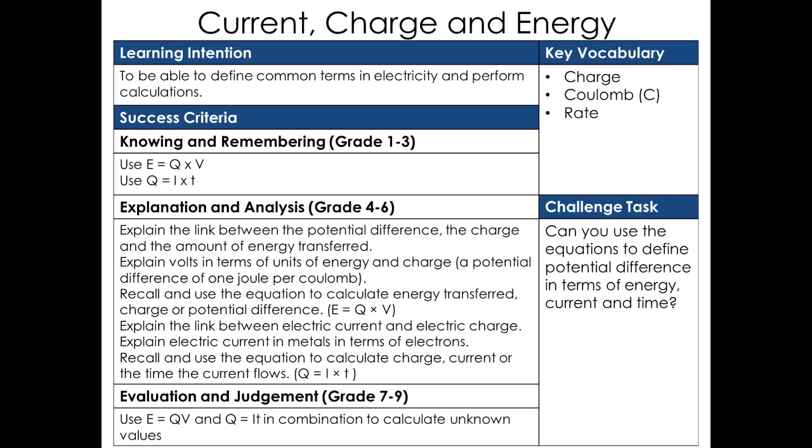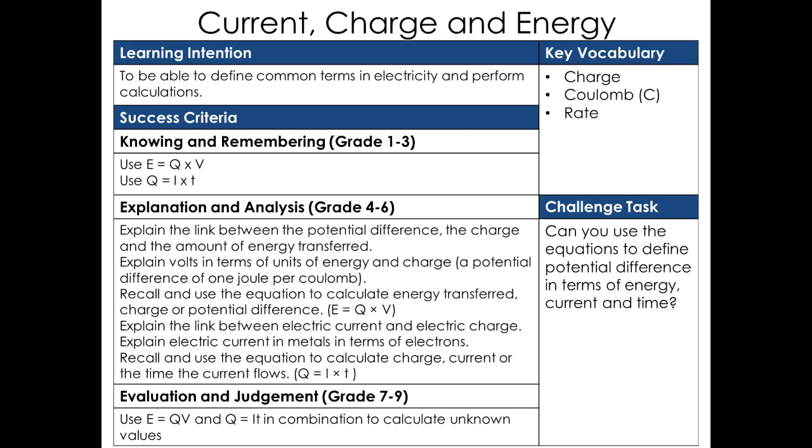Looking at the more difficult success criteria, you should be able to explain the link between the potential difference, the charge and the amount of energy transferred. You should be able to explain volts in terms of units of energy and charge, so a potential difference of 1 joule per coulomb. You should be able to recall and use that equation, E equals Q times V, energy transferred equals charge times potential difference.